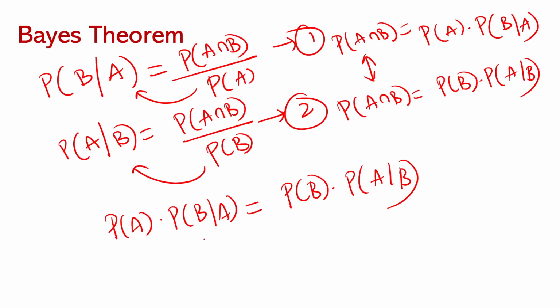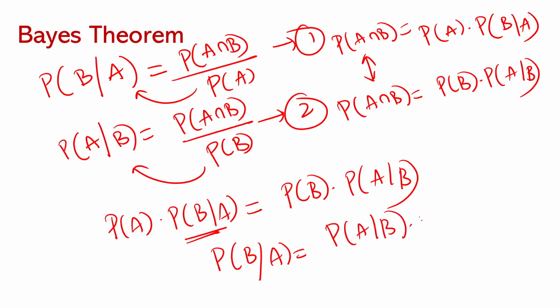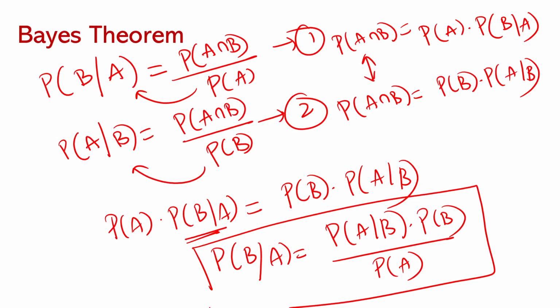Suppose from this I want to find the probability of event B, given that A has already occurred. So P of B given A is nothing but P of A by B into P of B by P of A. This is the rule of Bayes theorem. Using this formula, we try to solve the problems. So this is the equation for Bayes theorem. Two conditional probabilities we equated and we got this value.